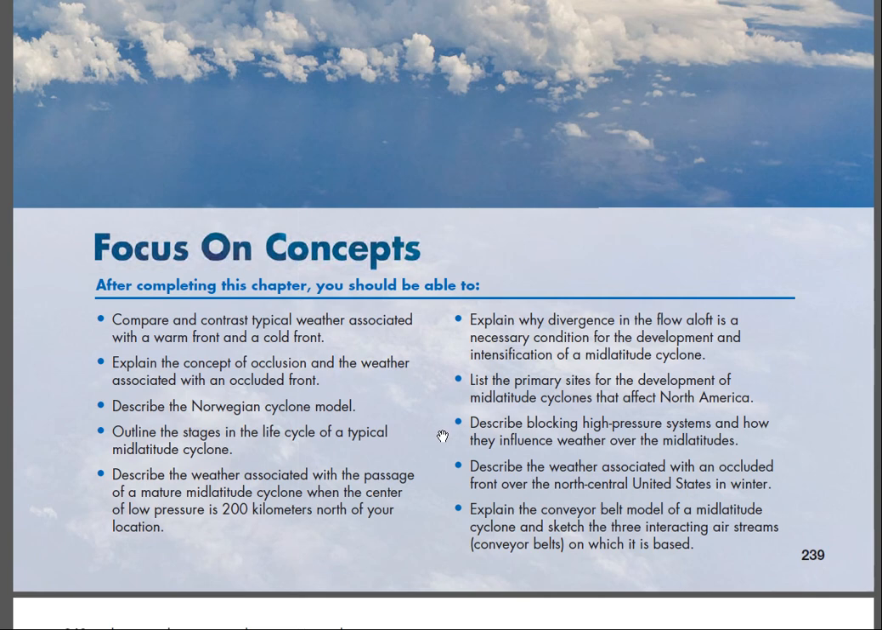Describe blocking high-pressure systems and how they influence weather over the mid-latitudes. Describe the weather associated with an occluded front over the north-central United States in winter. Explain the conveyor belt model of a mid-latitude cyclone and sketch the three interacting air streams, conveyor belts, on which it is based.